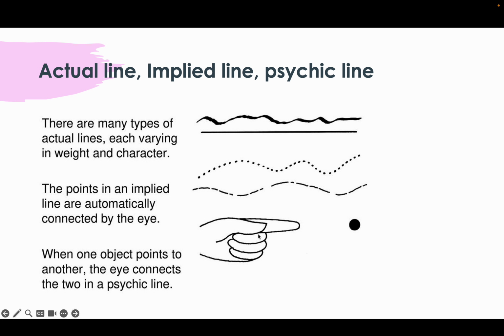The psychic line is a line that we perceive from one object pointing to another. Our eye will connect the two objects as a psychic line. So when you point to the windows with your finger, other people will perceive the direction between your finger and the window as a psychic line.